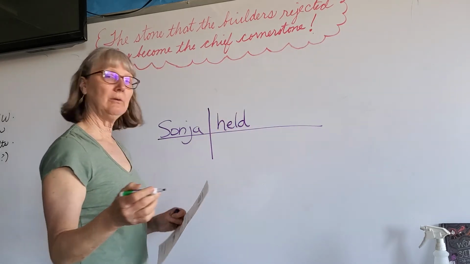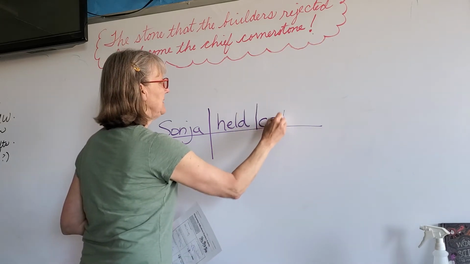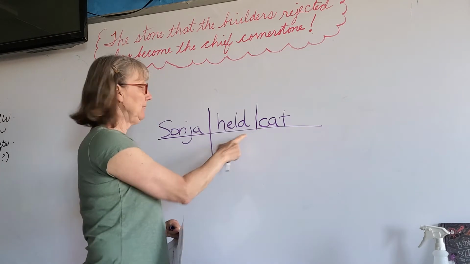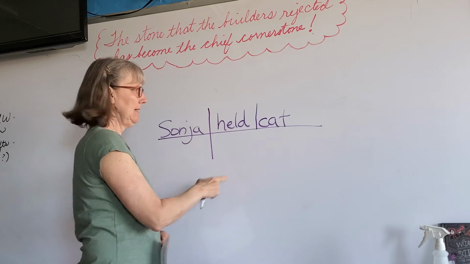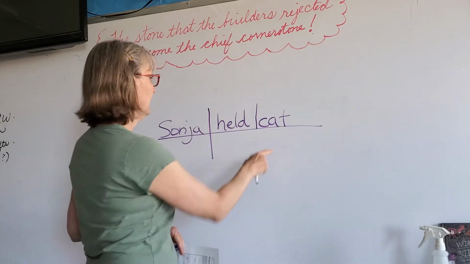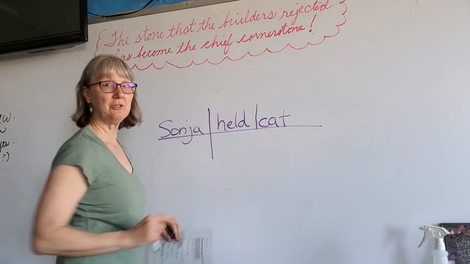And what did she hold? Cat. So we have our basic sentence here. Make sure that your direct object lines do not cross the line. The only line that crosses this one perpendicularly is the split line. Okay, this just touches the line. Sonia held cat. That's our simple subject, our verb, our action verb, and our direct object.